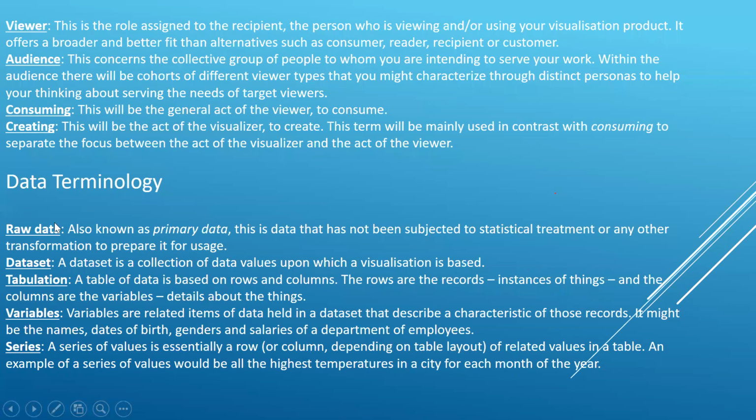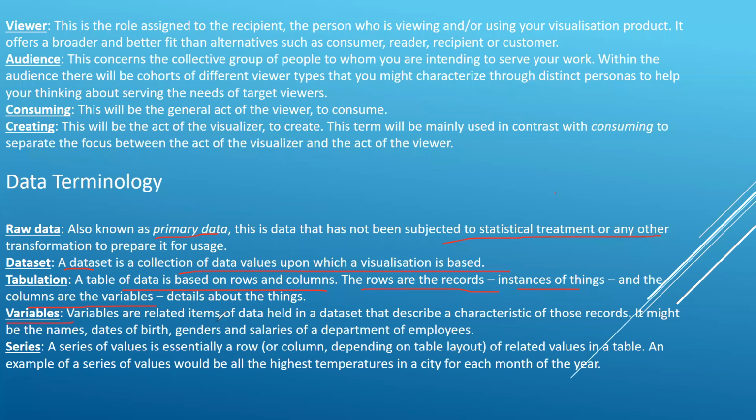We have data terminology, which is the raw data, also known as primary data, which means the most important part of data. This is data that has not been subjected to statistical treatment or any other transformations. The data set is the collection of data values we are based on, which means maybe the prices of the chocolate, the years where the chocolate price was increasing. This is our data set. The tabulation is a table of data based on rows and columns as we were representing. The rows are records, instances of things, and the columns are the variables. So this is the worldwide legend that we are dealing with.